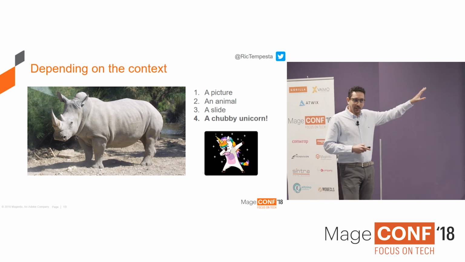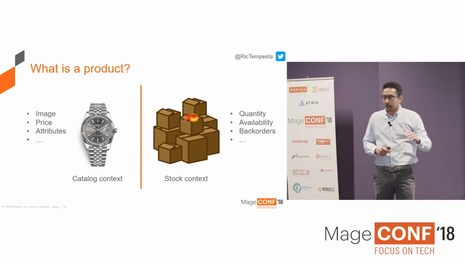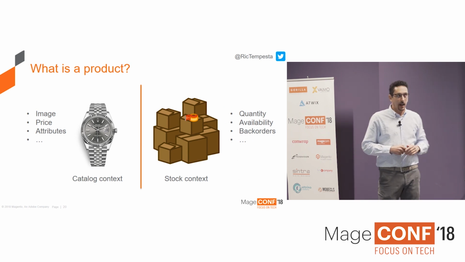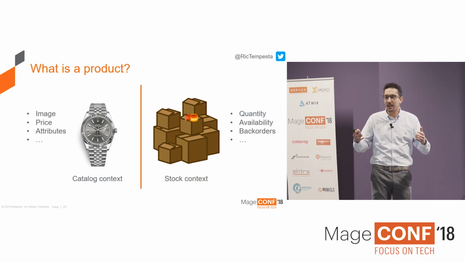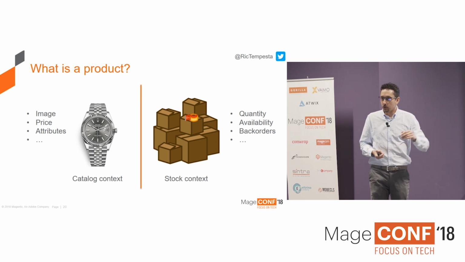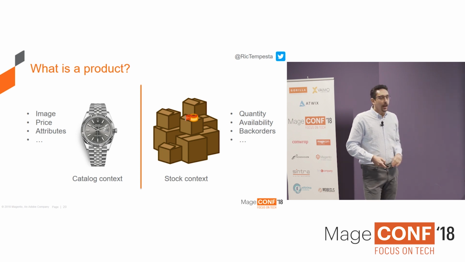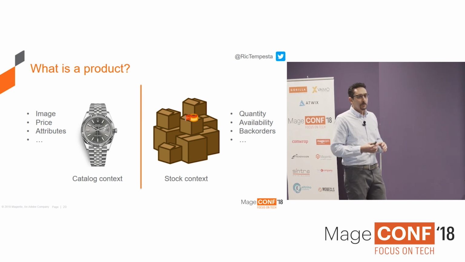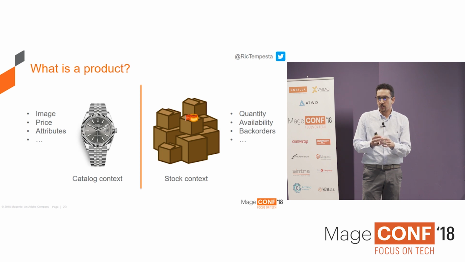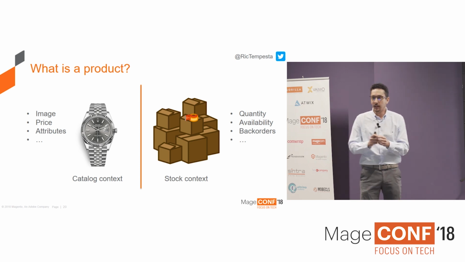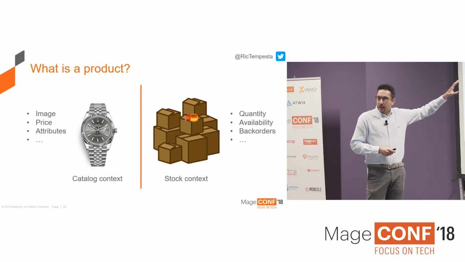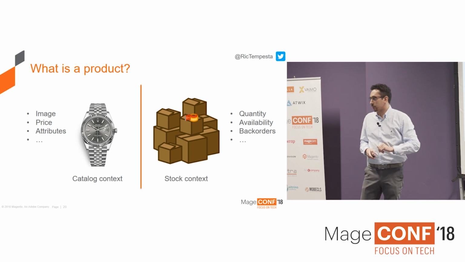So if you take this funny example and you bring it to reality, think of a product. A product from the catalog context is something that has an image, one price, attributes, and whatever. So you have this kind of representation. And from the stock perspective, it is something that is physical. So it is not just the representation of the product. You have one quantity, one availability, you have to deal with backorders, and so on. So the same thing has different representations.